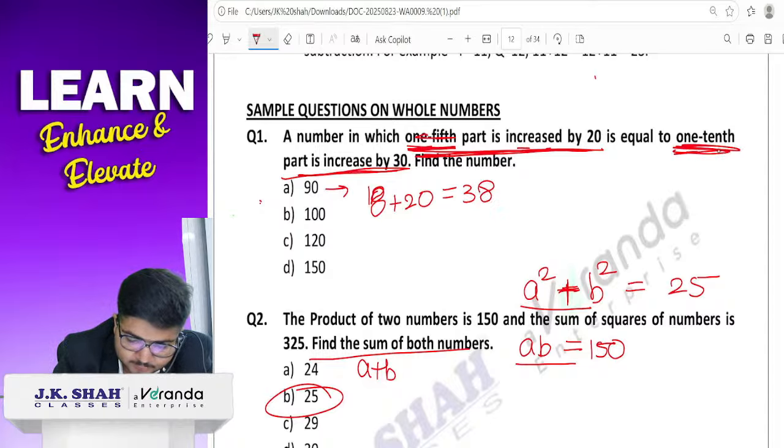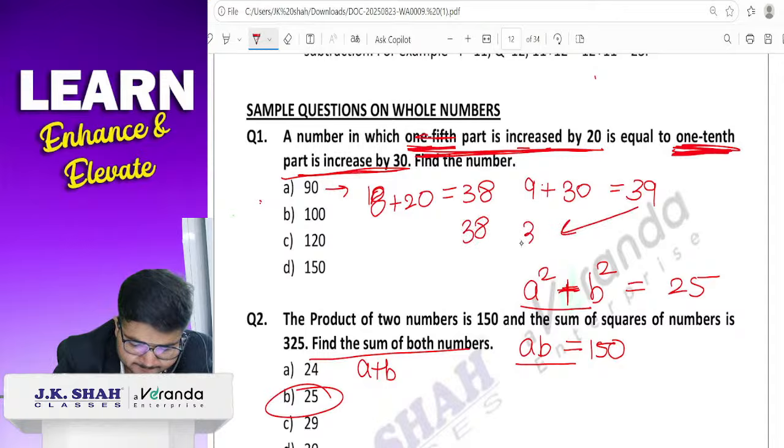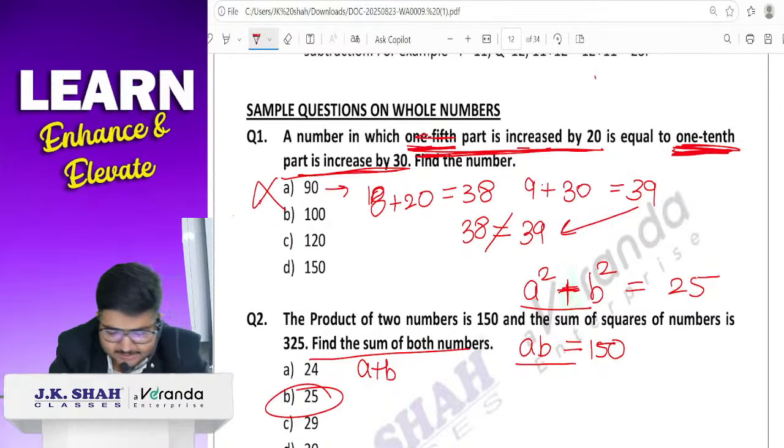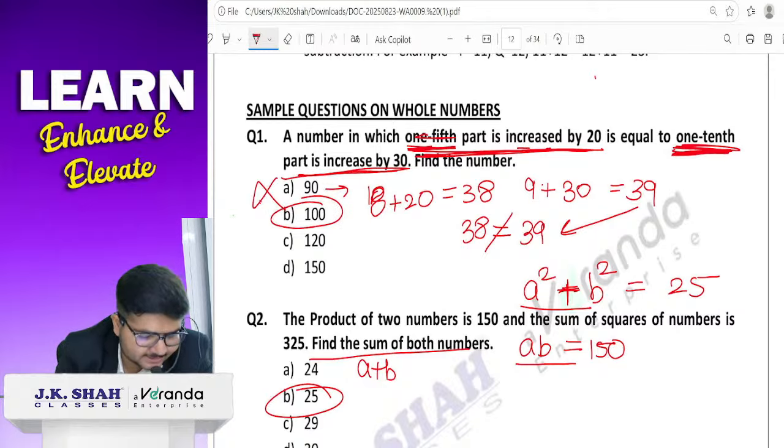Now find out 1/10 part. What is 1/10 part of 90? It is 9. Increase it by 30. It is 39. Now take this 38, take this 39. Are both equal? No sir, then 90 is not your answer. Then we will try option B, that is 100.